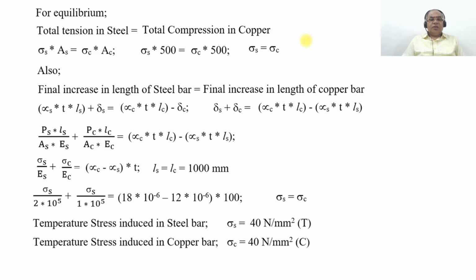Similarly, the temperature stress induced in the copper, as sigma S is equal to sigma C, so sigma C will also be equal to 40 Newton per mm square, in compression.